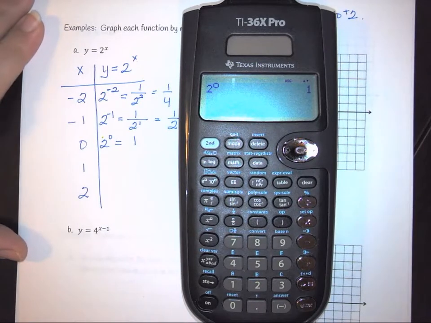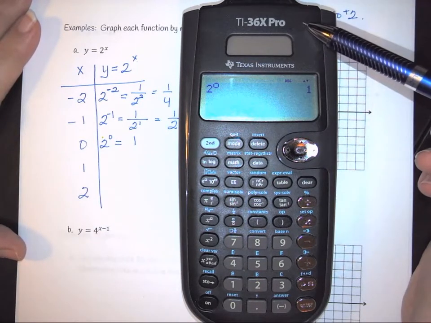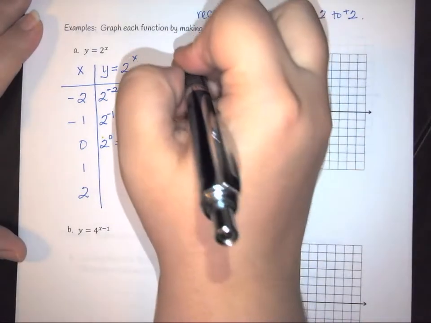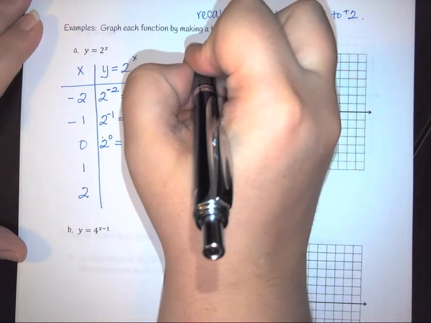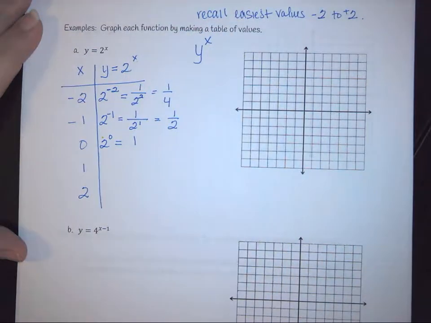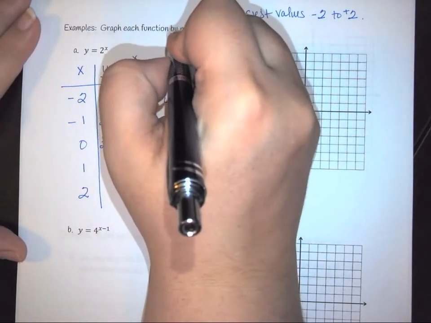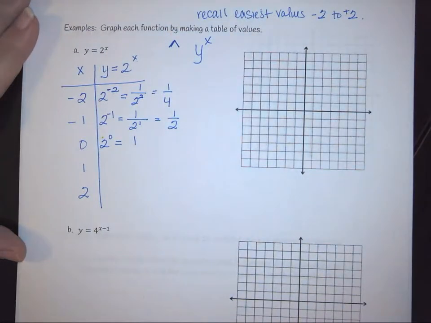Now, some calculators, obviously, that are not the 36 Pro are going to do things a little different. So for some of them, you might need to look for a button that says y to the x, or you may have to look for what's called the little hat button that looks like a caret. Both of those are other ways that different calculators represent a power. Okay.